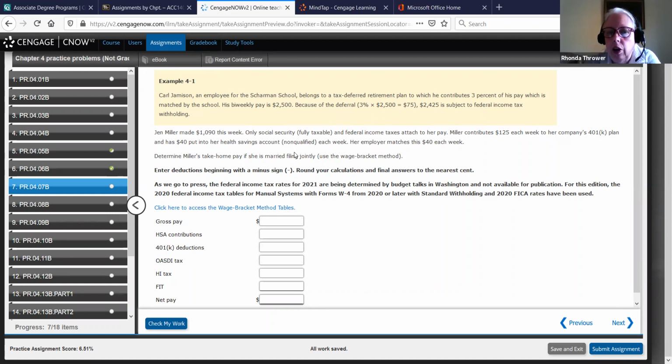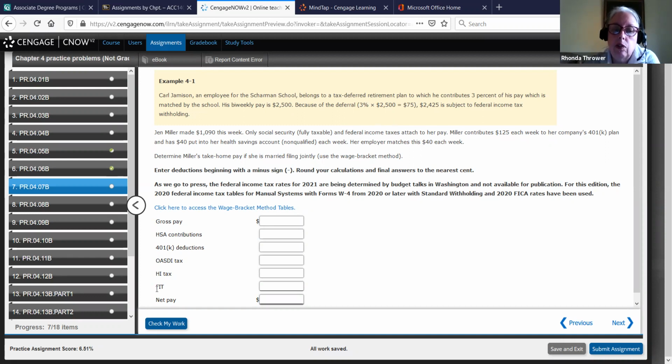But the key here is it has to be a qualified health savings account in order to be deductible for federal income taxes. In this case, since it's non-qualified, we can't deduct it. So it's fully taxable is what I'm trying to say to you. And then her employer also matches this $40 each week.